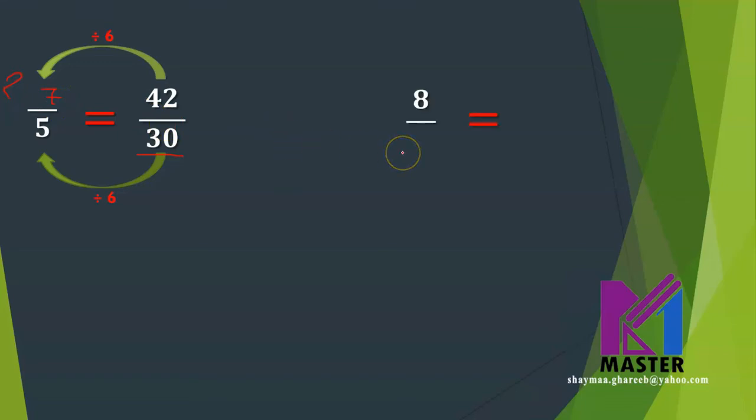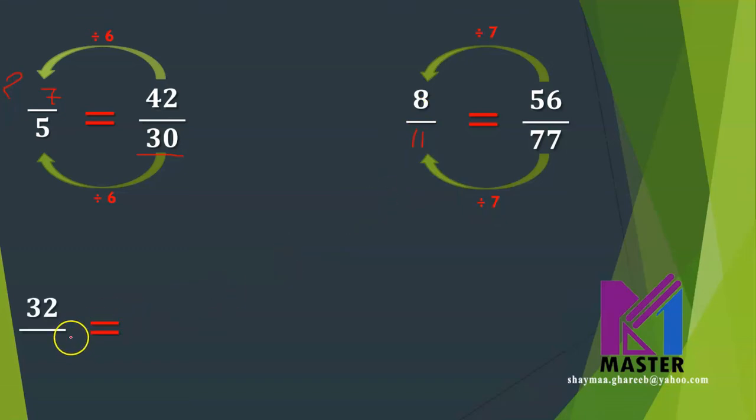One more example. 8 over what equals 56 over 77? I will start from the complete fraction towards the fraction that has a missing number. 56 became 8, so it's also division. So 56 divided by what equals 8? 56 divided by 7. So I will do exactly the same with the 77. 77 divided by 7 equals 11.